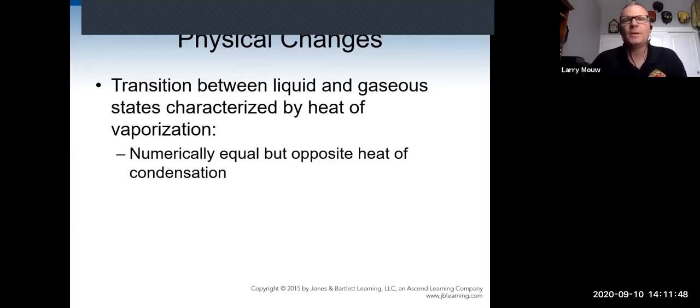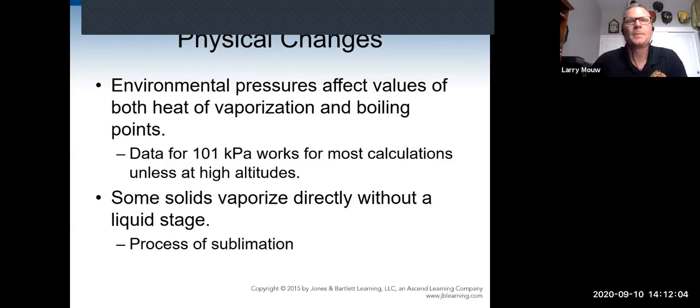There's a transition between liquid and gaseous states characterized by the heat of vaporization. This is numerically equal but opposite to the heat of condensation. So again, we're going from liquid to gas where heat is absorbed as it's being vaporized, and then in condensation, it's going from gas to liquid. Environmental pressures affect values of both heat of vaporization and the boiling points. Some solids vaporize directly without a liquid stage. This is known as sublimation. Sublimation is where a substance moves from a solid to the vapor stage without becoming a liquid in between.